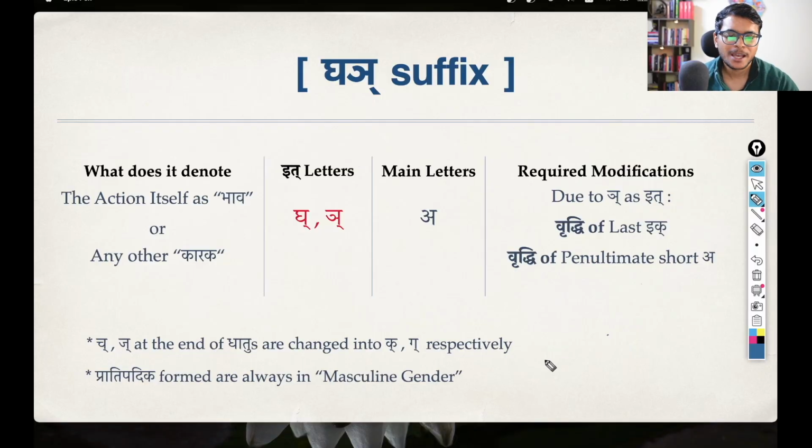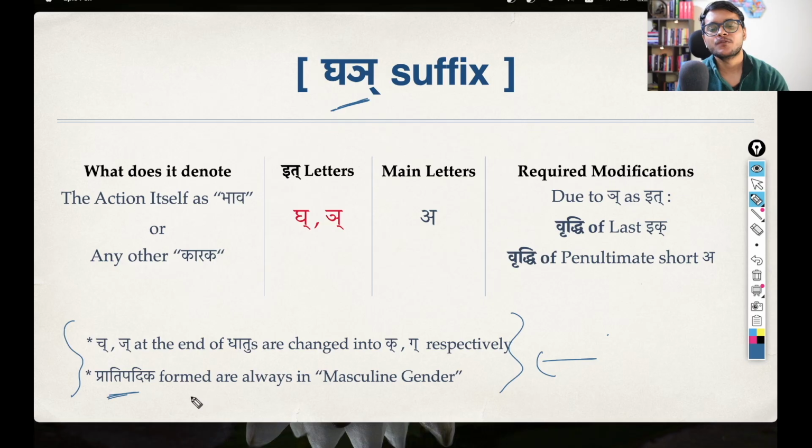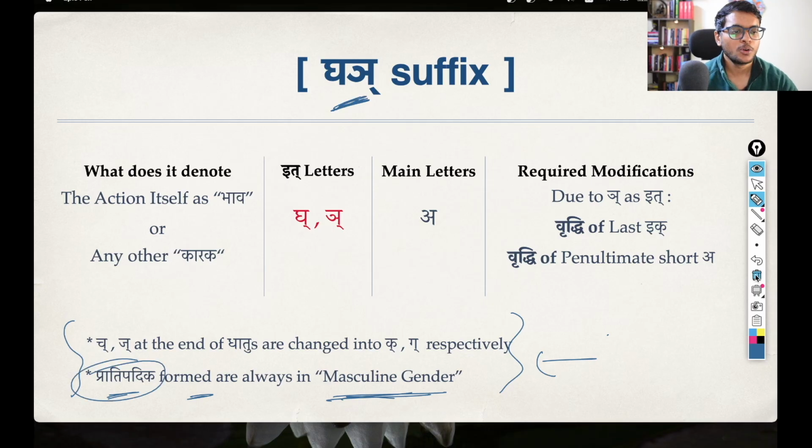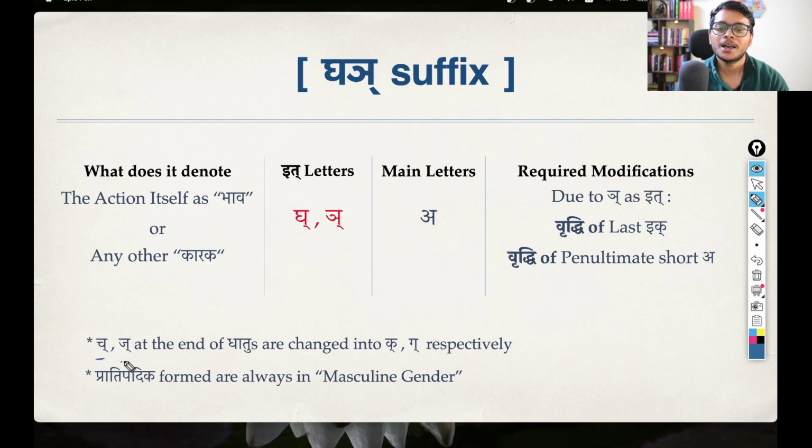Okay, and before taking the examples, we have two more pieces of information regarding this ghain pratyaya. First information: pratipadikas that are formed using this ghain pratyaya are always in masculine gender. This is something you can remember. Another point is that the chakara and the jakara at the end of dhatus are changed into ka and ga respectively. Whenever we are modifying any dhatu using this particular suffix, if that dhatu is ending with a cha or a ja, then these two will modify into ka and ga respectively. Okay, so just remember this point.